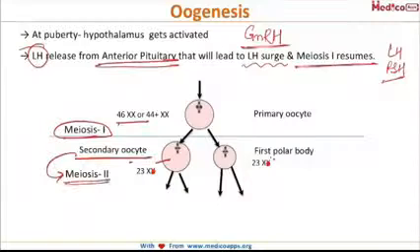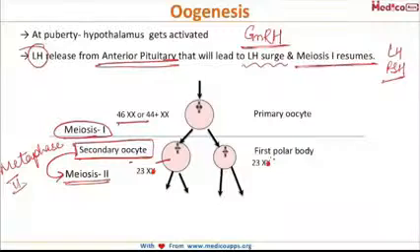Now this secondary oocyte enters Meiosis II, but it remains arrested in the metaphase of the second meiotic division, or you can say metaphase 2. So this secondary oocyte remains arrested in metaphase 2 till fertilization occurs. Now it is this secondary oocyte which is released at the time of ovulation. As we said, when there is LH surge, meiosis I resumes, the primary oocyte completes its first meiotic division, leads to the release of secondary oocyte and the first polar body, and this secondary oocyte is released out of the ovary, that is at the time of ovulation.